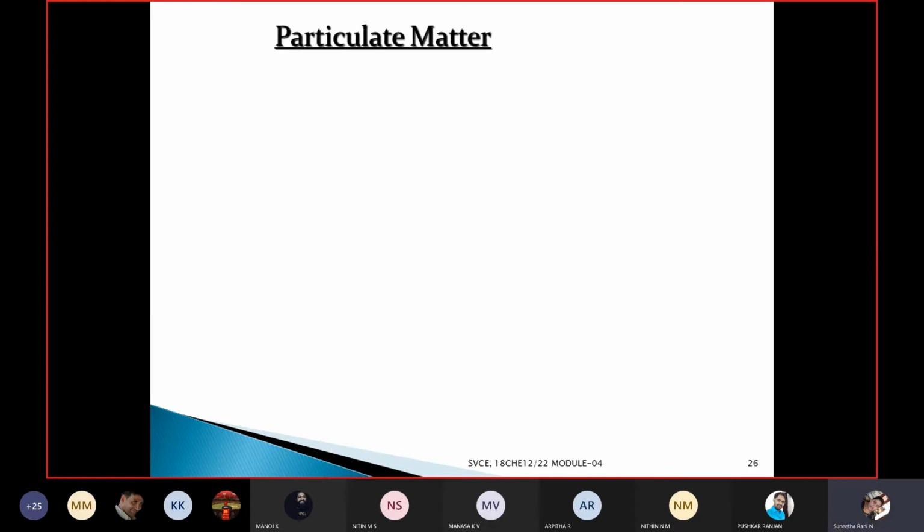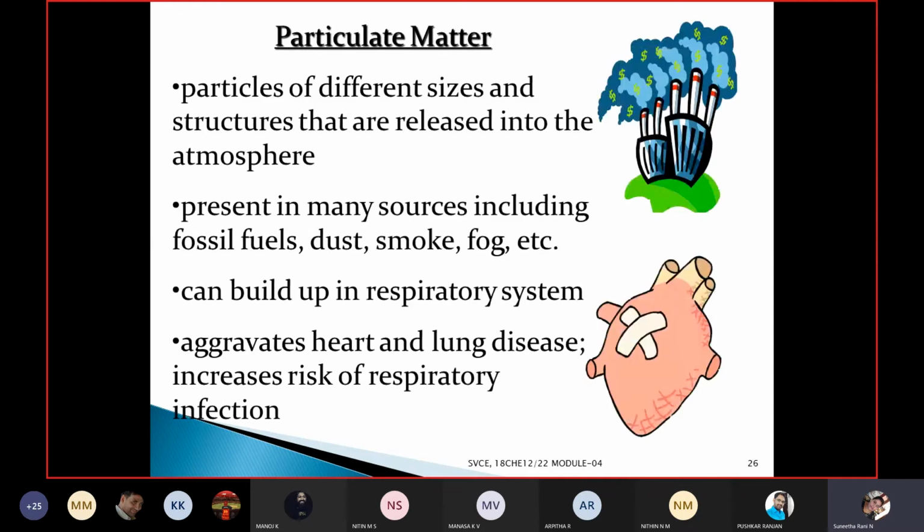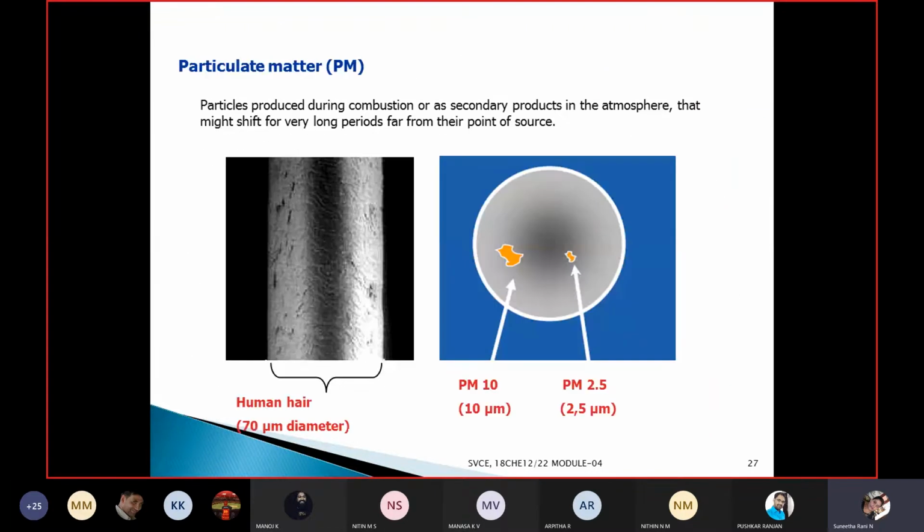The next type of air pollutant is particulate matter. Air particulate matters are very tiny size particles. They are of different sizes and structures, released into the atmosphere, and usually present from many sources like fossil fuels, dust, smoke, fog, etc. It can build up in the respiratory system and aggravate heart and lung diseases, and increase the risk of respiratory infection. So what are the sources of this particulate matter?